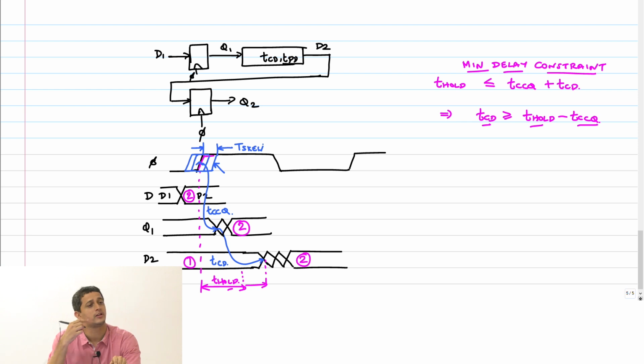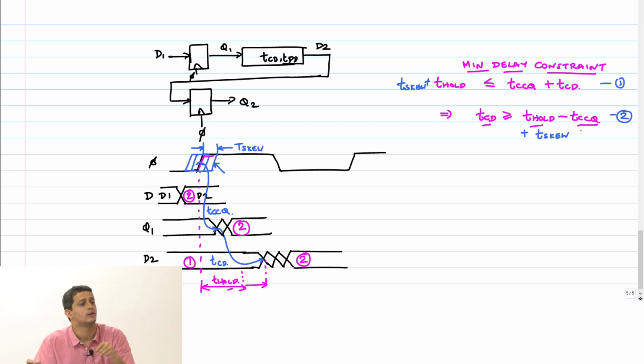So how do I modify this equation? First equation here, 1, 2. Where should I add T skew? To the left. So what is the net thing now? I will add the skew.